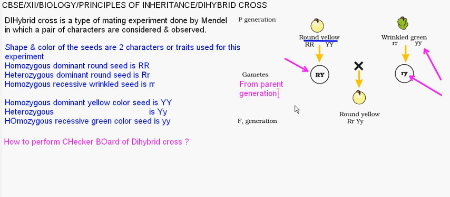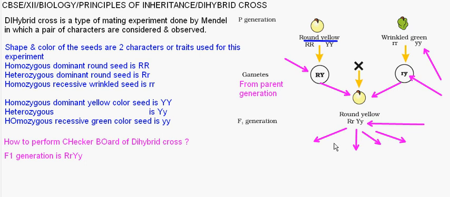These two traits are mixed together. So capital R, small r, capital Y, small y, leading to formation of round yellow seed. How come? Because capital R alone is the dominant trait and capital Y alone is the dominant trait. So the F1 generation is capital R, small r, capital Y, small y. Again, from this, we can determine and write the gametes of the F1 generation.